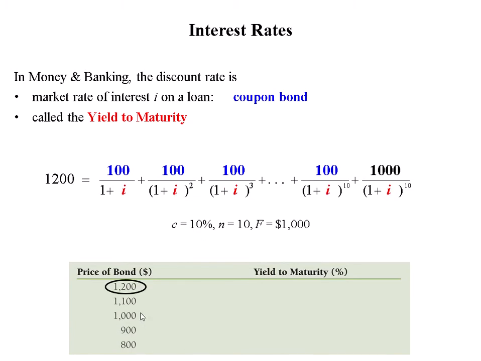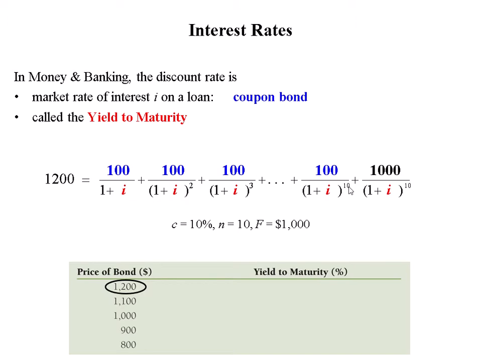Now, suppose instead we know the prices of the bonds. How do we calculate the yield to maturity? Well, here we know the price of the bond, and we want to know what I is. Now, the problem with this is we can't solve this equation for I. We can only solve this equation for I if, say, the maturity was 1, 2, 3, maybe 4.